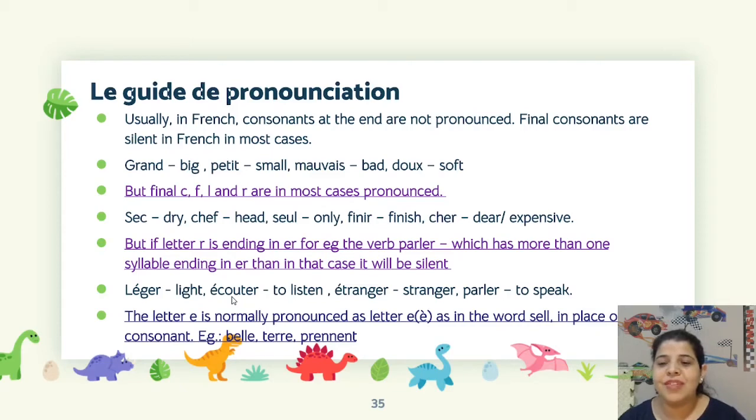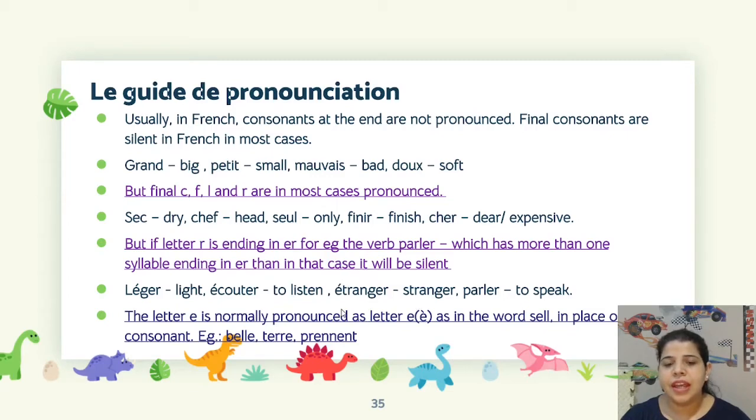Écoutez. That means we have three syllables in this word. One is a, one is ku, and the third one is te. 1, 2, 3. Three syllables in this word. Écoutez.